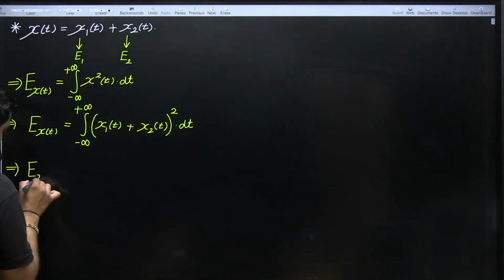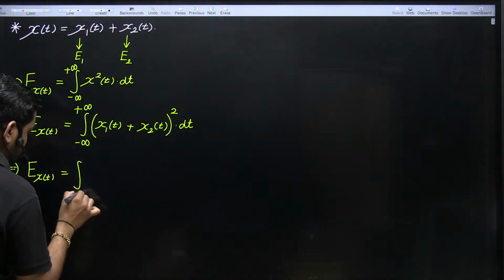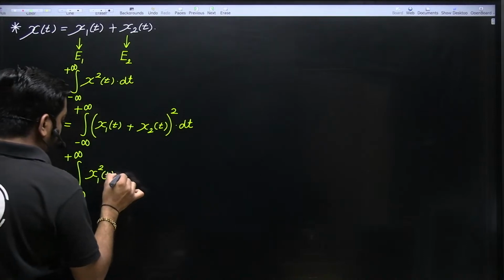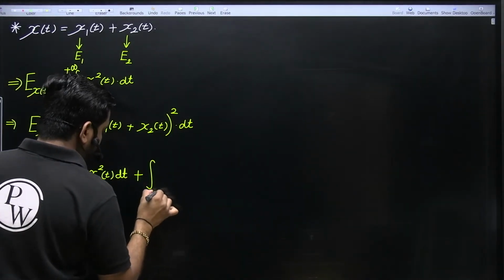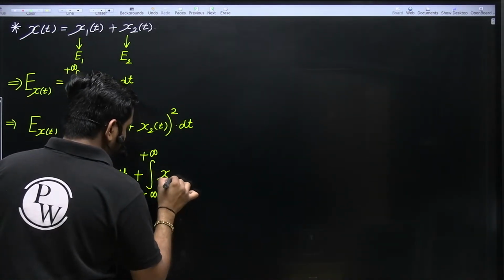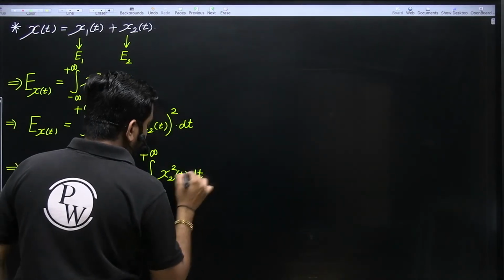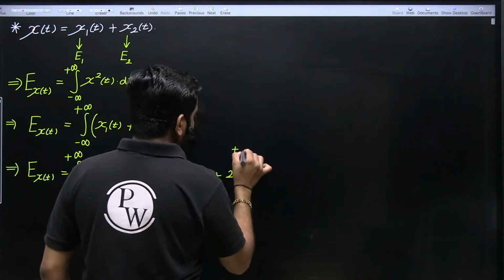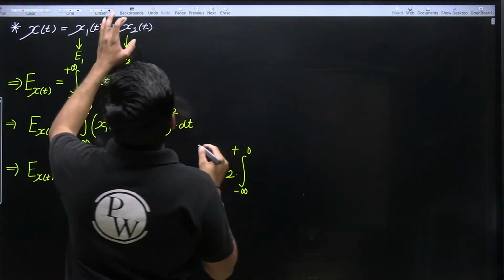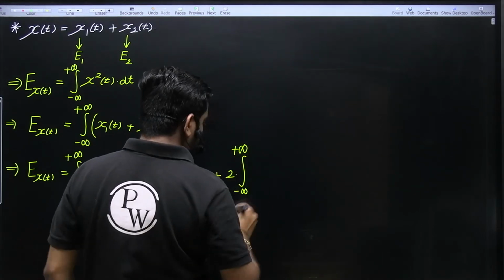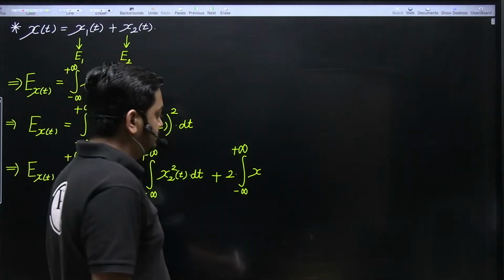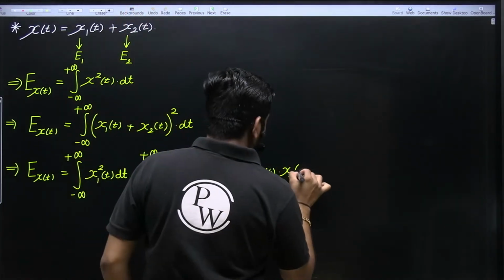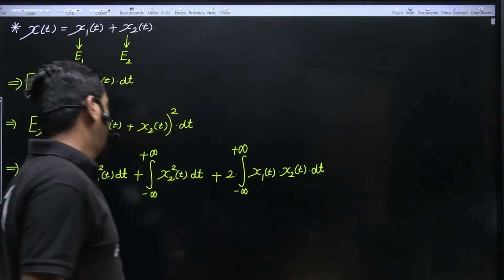That's why the energy of x of t is equal to, let us split the integration also simultaneously, integration from minus infinity to plus infinity of a square, that is x1 square of t dt, plus b square, integration from minus infinity to plus infinity of x2 square of t dt, and here plus sign, that's why plus 2 times the integration of 2ab, minus infinity to plus infinity of x1 of t into x2 of t dt. Clear?